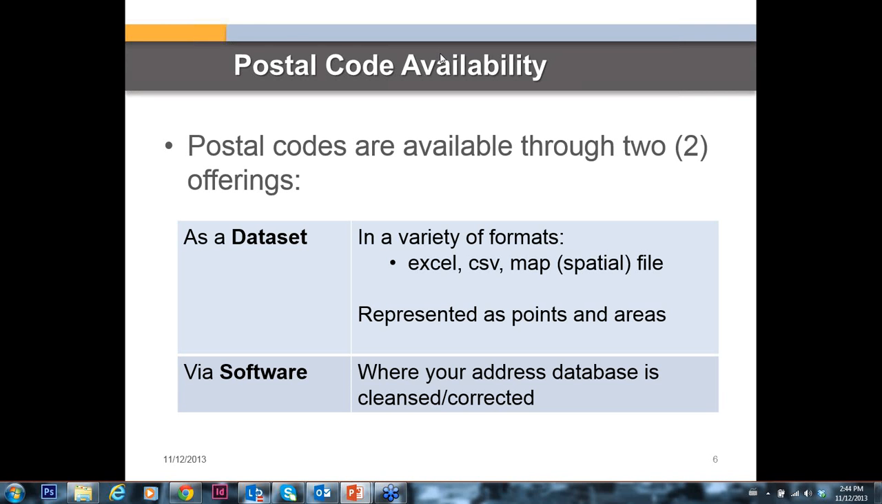In terms of postal code availability, postal codes are available through 2 offerings. First, as a data set, and again this is in a variety of formats: Excel document, CSV, or potentially as a map file or GIS file, represented as points and areas. And secondly, through software, where you, the end user, can take your address database and run it through a piece of software to cleanse, correct and geocode your records for you.